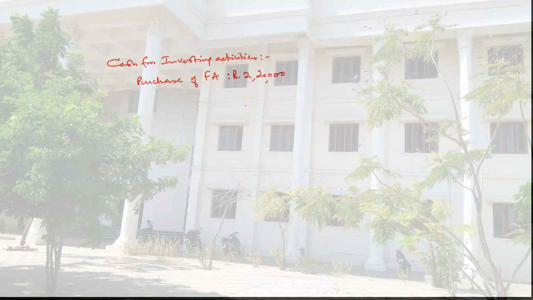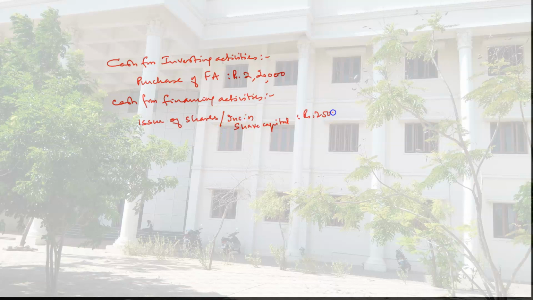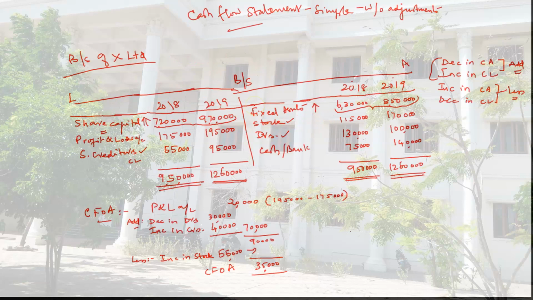So that should be taken as part of financing activity. So here, this being a basic problem, there is no additional information, no additional data, or no too many assets or too many sources of funding. Okay, it's a simple introductory question. So in case of cash from financing activity, issue of shares or increase in share capital, 2,50,000. It's nothing but the difference between the closing and the opening balance. So 720 has become 970. The difference is 2,50,000.